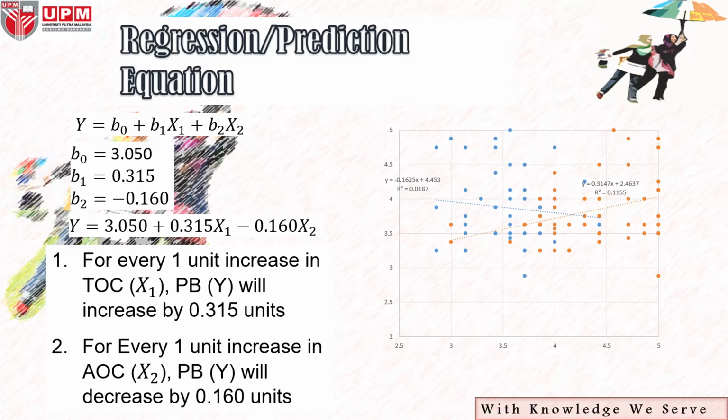4.145? Betul? 4.145. Betul ke? Betul. 4.145 contoh. Okay.